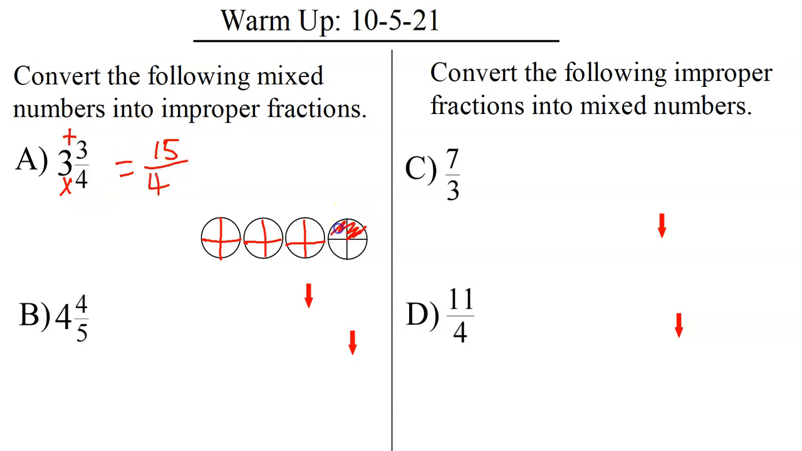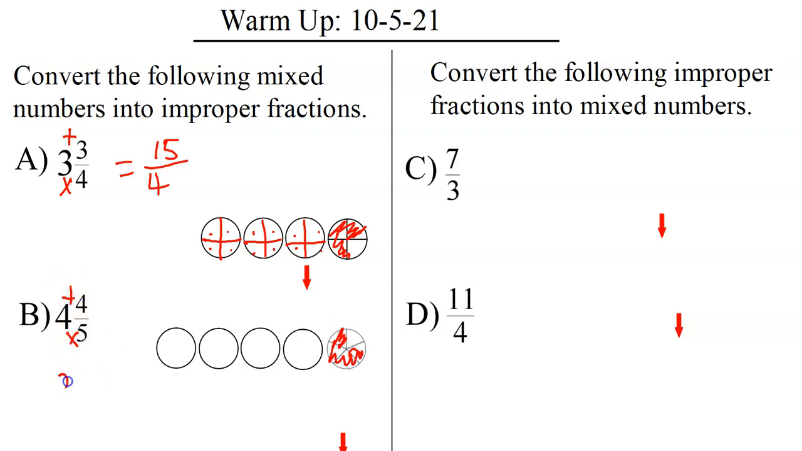And if I highlighted the 3/4 that were here, you could see that I have 1, 2, 3, 4, 5, 6, 7, 8, 9, 10, 11, 12, 13, 14, 15 fourths. All right, so you try B, pause it, and try it, and I'll show you the answer. So here's the picture. It is 4 whole pizzas and then 4/5. So 4/5 would be this part of it. And then this would be 4 times 5 is 20, plus 4 is 24. So we get 24/5.